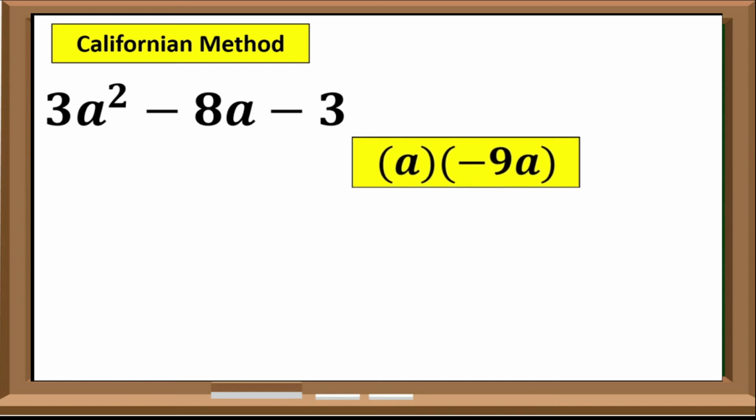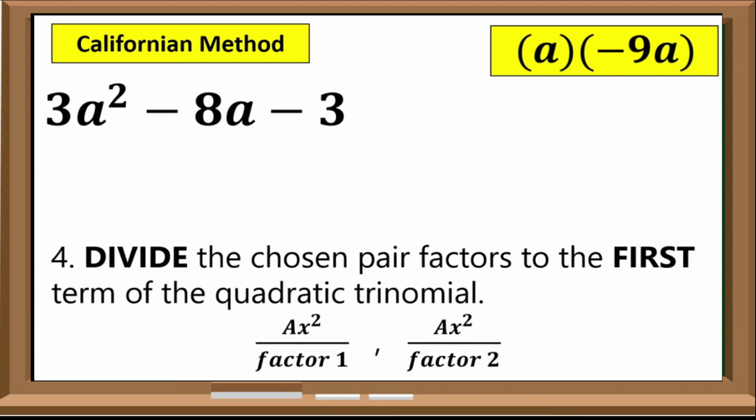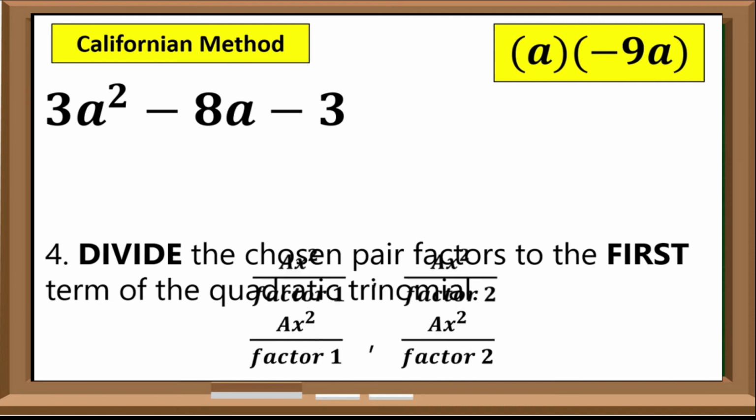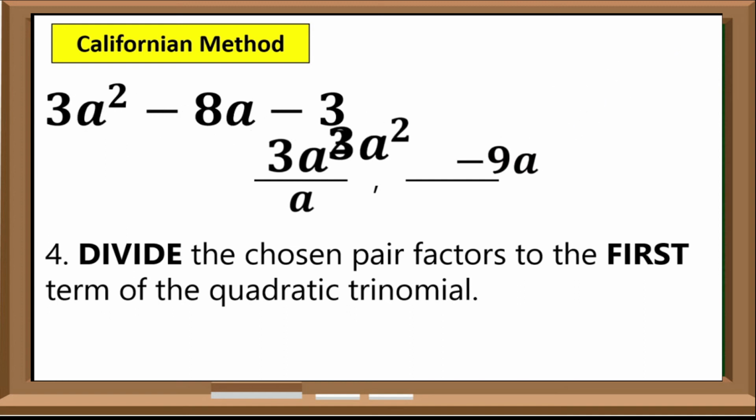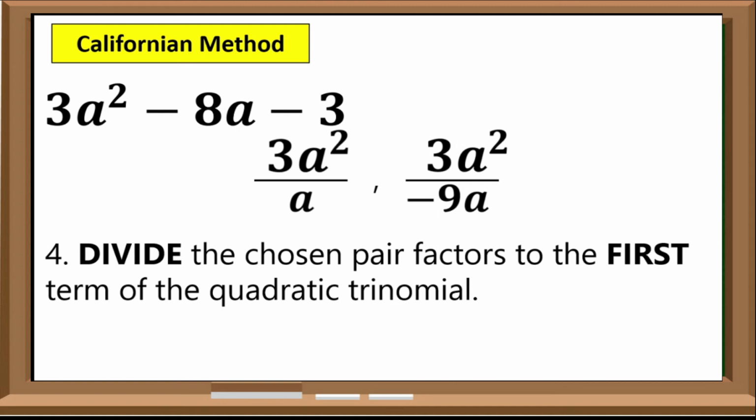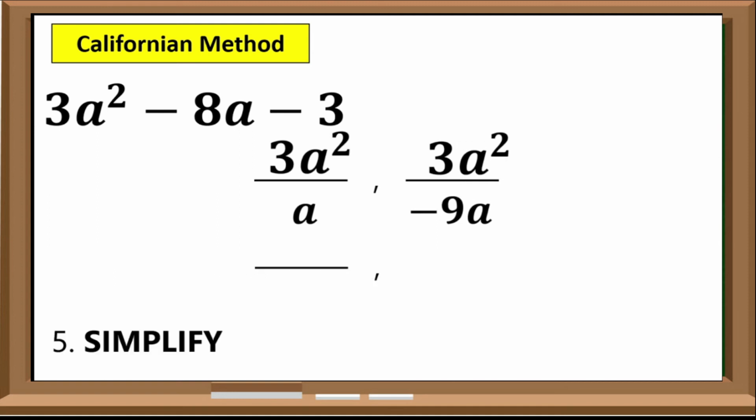Fourth step, divide the chosen pair of factors to the first term of the quadratic trinomial. The first term of the quadratic trinomial over the first factor, the first term over the second factor. That would be 3a squared over the first factor a, and 3a squared over the second factor negative 9a. Fifth step, simplify. That would be 3a squared divided by a, that would be 3a over 1. And 3a squared divided by negative 9a, that would be a over negative 3.